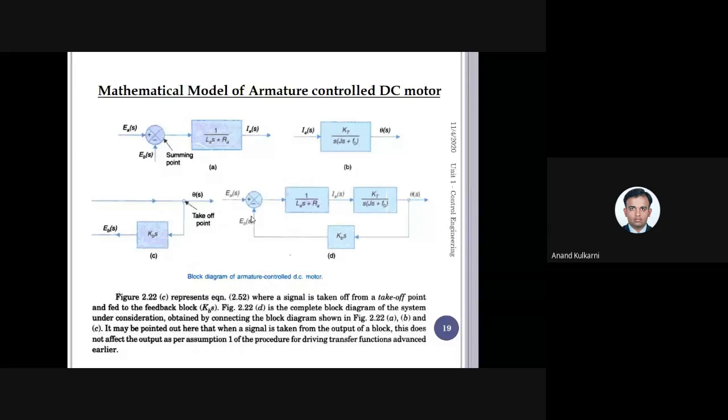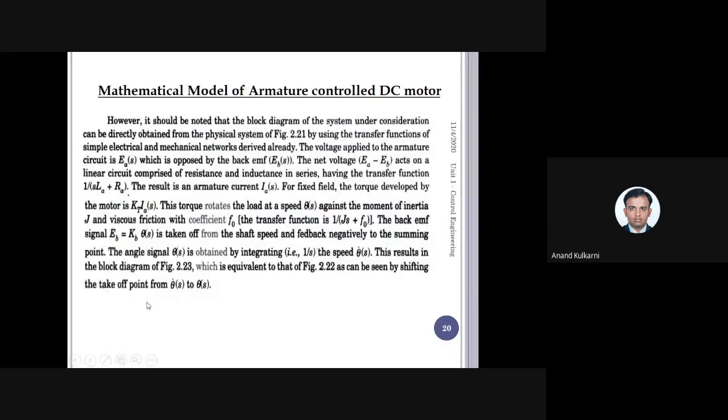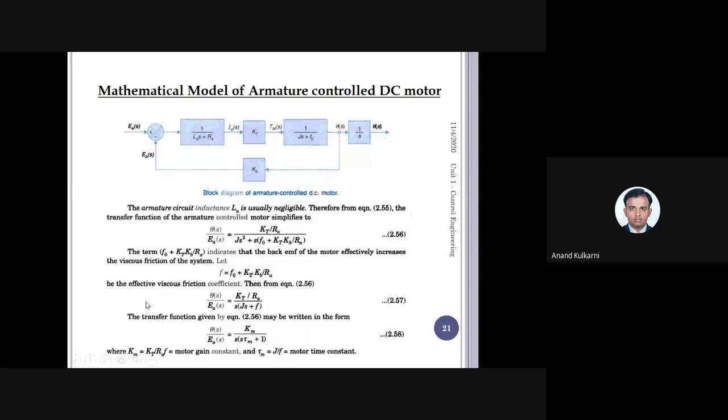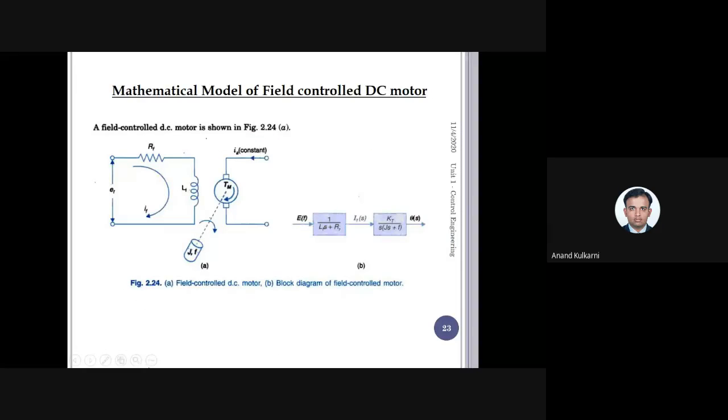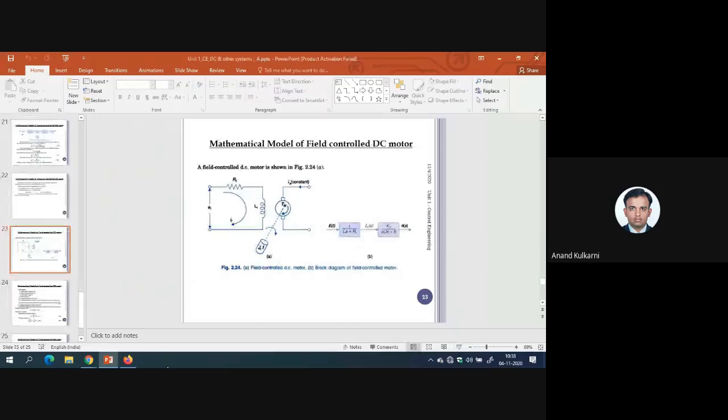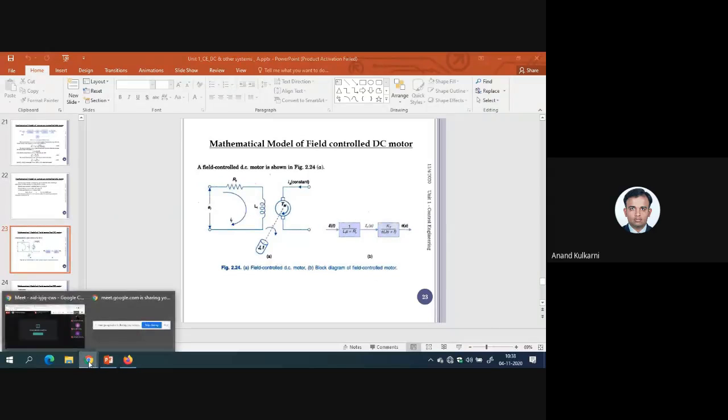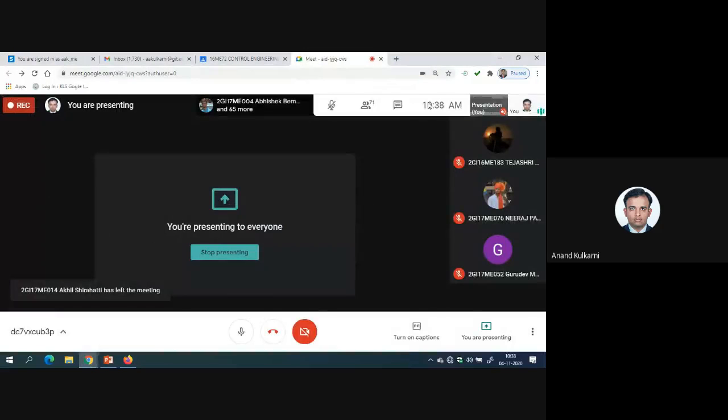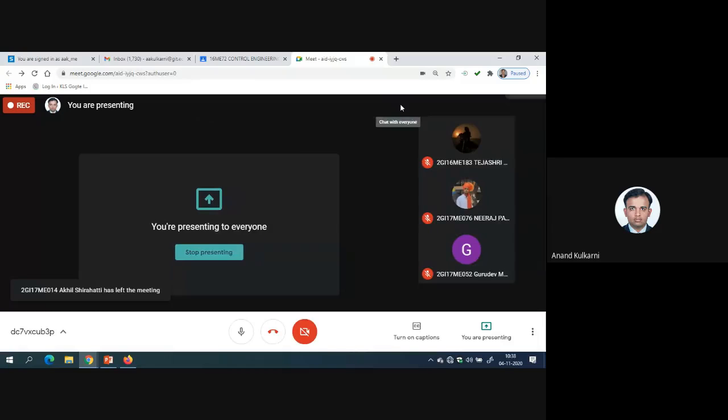So we'll take a break now, and in the next class at 11 o'clock I will go for the DC shunt motor, field controlled DC motor, whereby you will come to know how that motor is a non-feedback type or open loop system. If you have any questions, you can ask me. If you have not understood something, you can ask me in the chat box or by unmuting your mic.